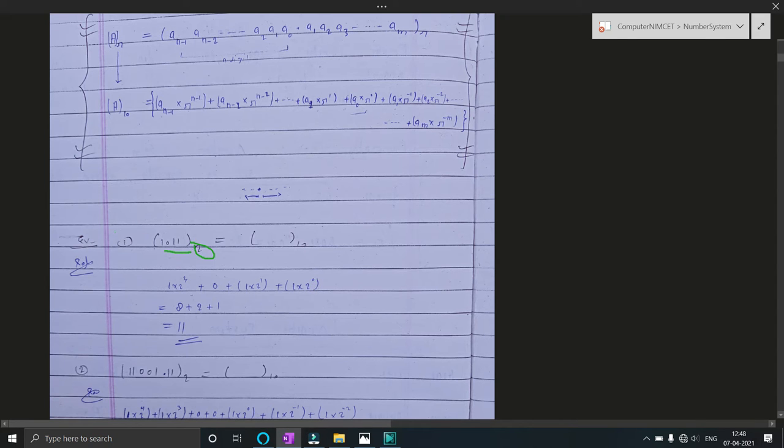Start taking the last digit of the number: 1 into 2 power 0, plus the next digit, which is 1, so 1 into 2 power 1, plus 0 into 2 power 2, and 1 into 2 power 3. So we increase the power by 1 each time. We get 1 into 2 power 3, that is 8, plus 0, plus 1 into 2, that is 2, and 2 power 0 is 1, so 1 into 1 is 1. So 8 and 2 make 10, and 10 plus 1 is 11. So the answer is 11 in base 10.